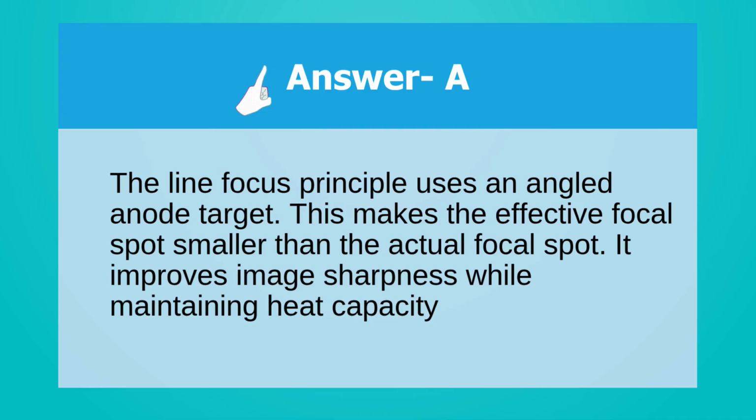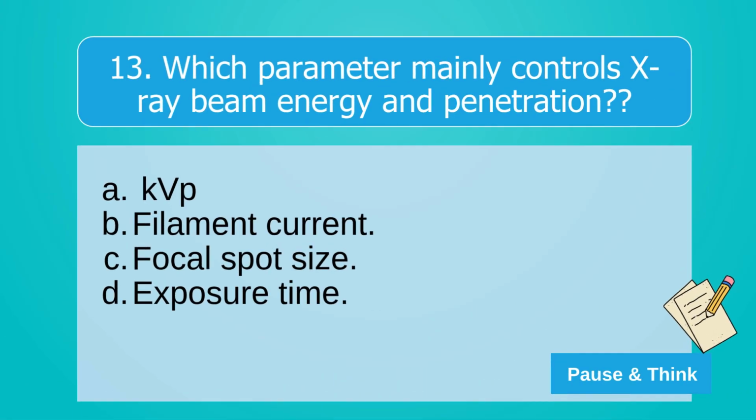The line focus principle uses an angled anode target. This makes the effective focal spot smaller than the actual focal spot. It improves image sharpness while maintaining heat capacity.